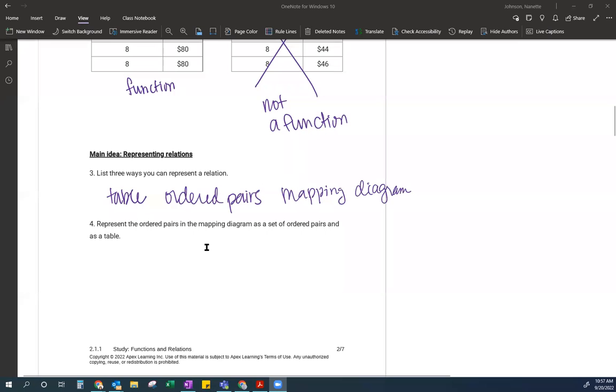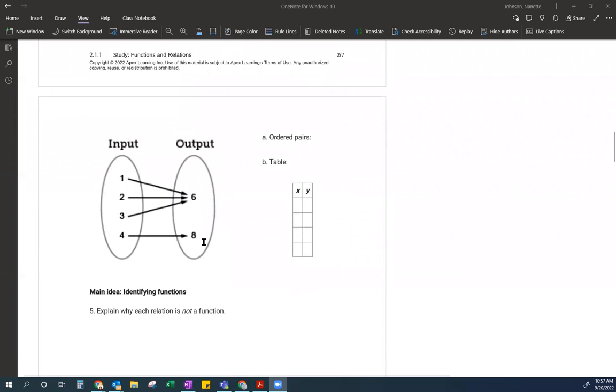So the next little thing, it says represent the ordered pairs in a mapping diagram as a set of ordered pairs and as a table. So here we would write this as an ordered pair. So if the input is 1, we'd write (1, 6). Okay. And then the second one would be (2, 6), (3, 6), and (4, 8). So similarly, we would write it here (1, 6), (2, 6), (3, 6), (4, 8). And then they're going to ask you, is this a function?